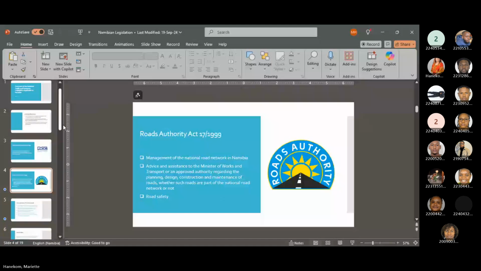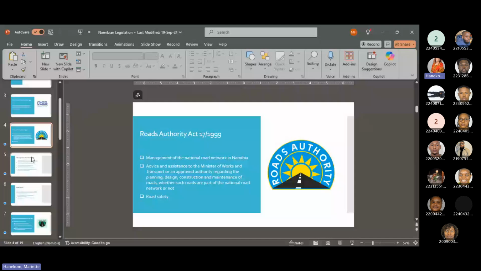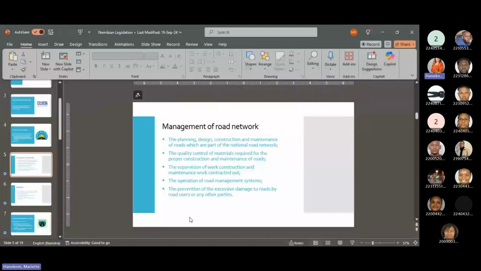So the management of the national road network, what does that involve? Managing the national road network involves a number of different aspects, starting off with planning, design, construction, and maintenance of roads. So they will make sure that the roads are regularly maintained.